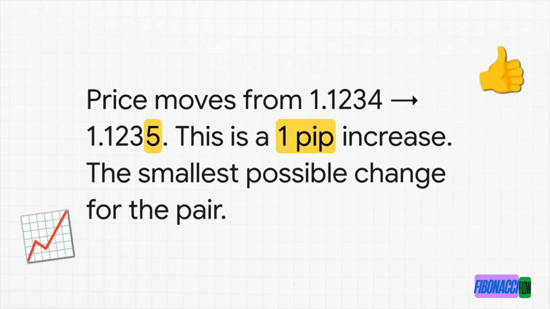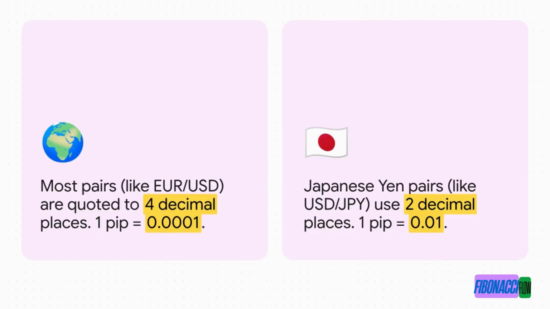And if that price ticks up from 1.1234 to 1.1235, well, you guessed it. That's a 1 pip move. It's the smallest step up it can take. See? Not so complicated? But of course, just when you think you've got it all figured out, there's always an exception to the rule, right?